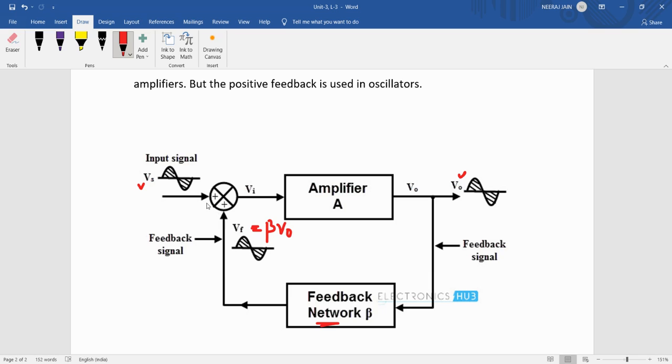So that beta Vo will be added to this Vs signal. ये हमारा Vs signal में add हो जाएगा. Then we are getting the Vi here. So in this manner, जो हमको यहाँ पर Vi मिलेगा, that will be Vs plus beta Vo, that is the Vi.